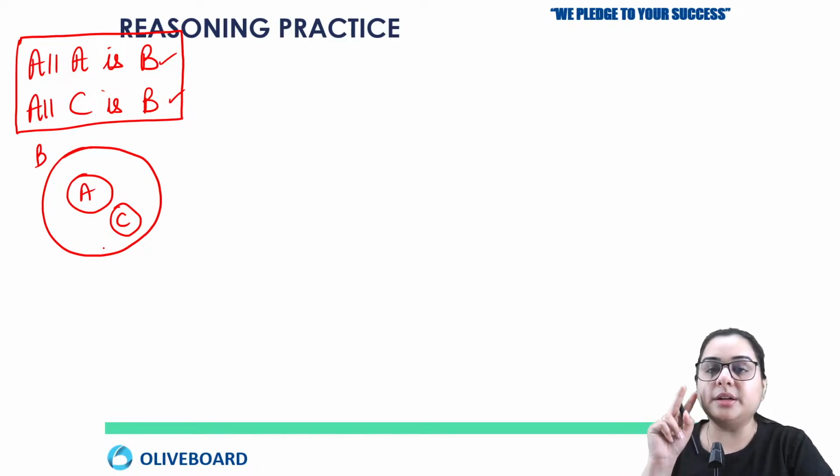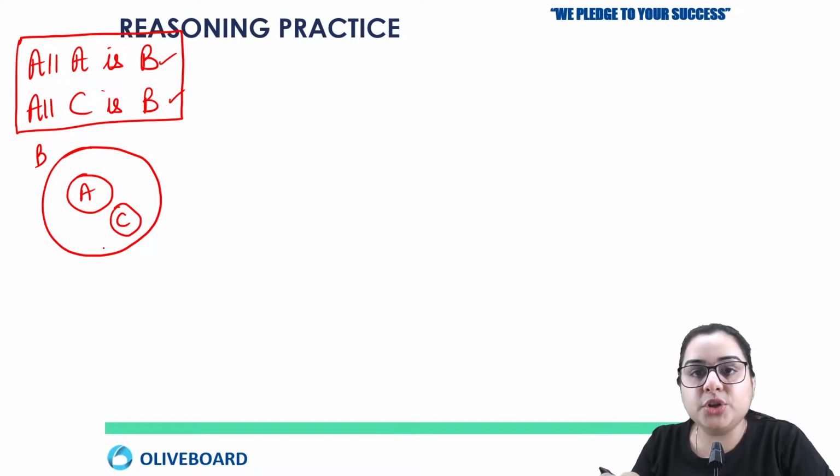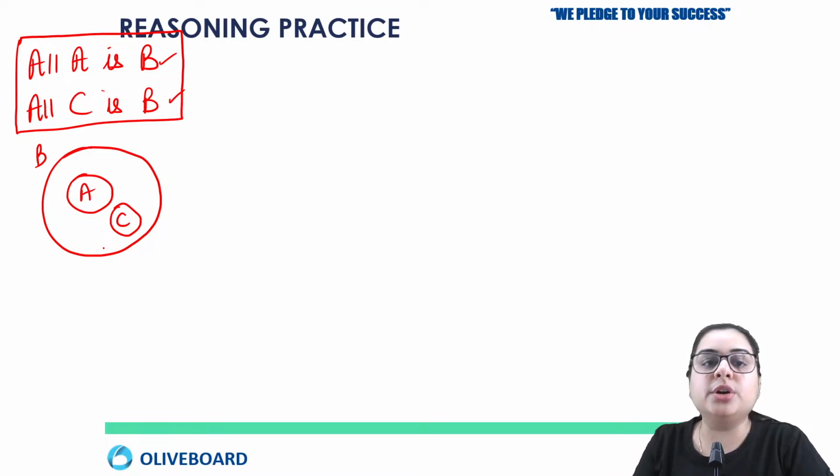Whenever there are two circles which have a doubtful relation between them, you should try to keep them as far away from each other as you can, because you should not represent a doubtful relation in the diagram. You should always represent the definite relation in the diagram. If there is no definite relation between A and C, you should not make a relation of some or all between A and C. You should keep both of them separate from each other.